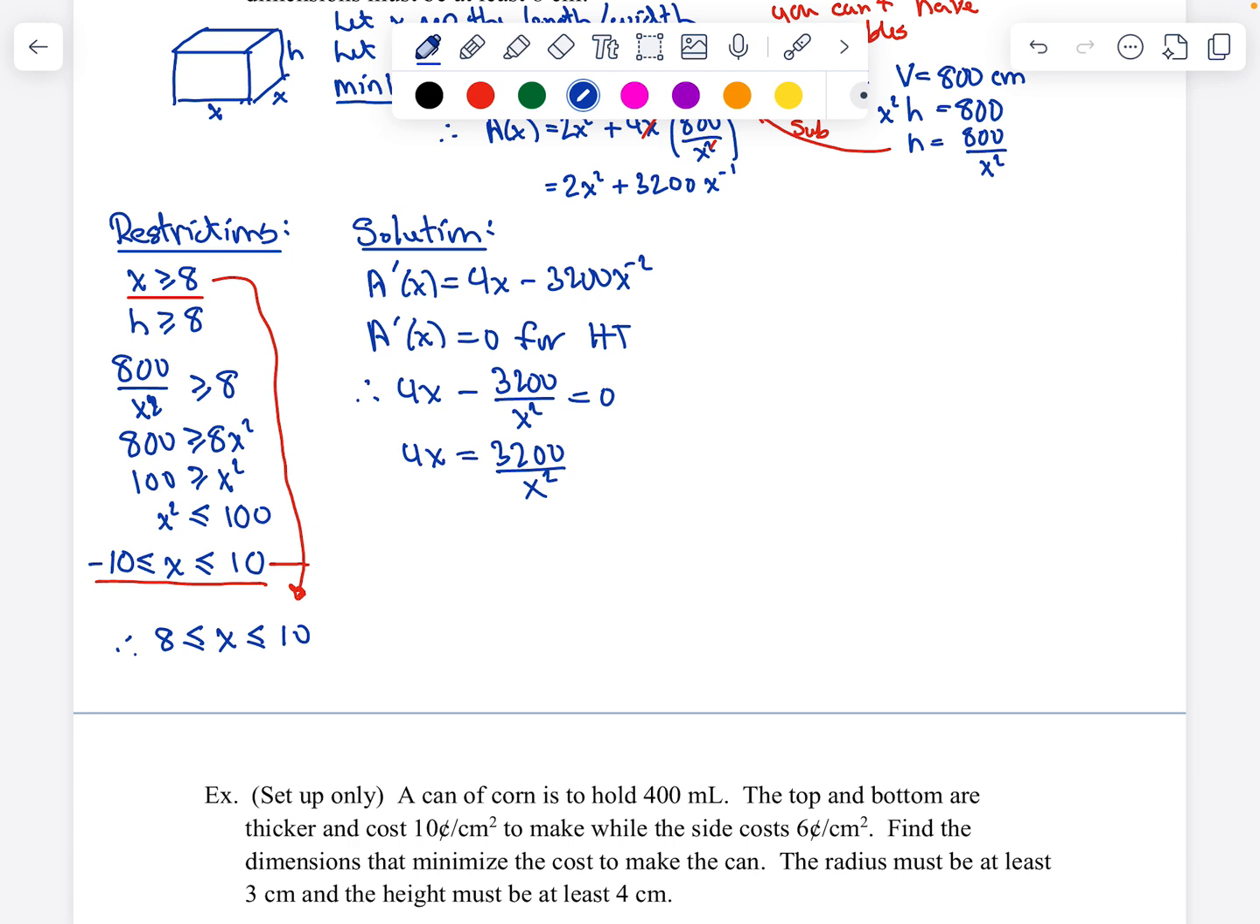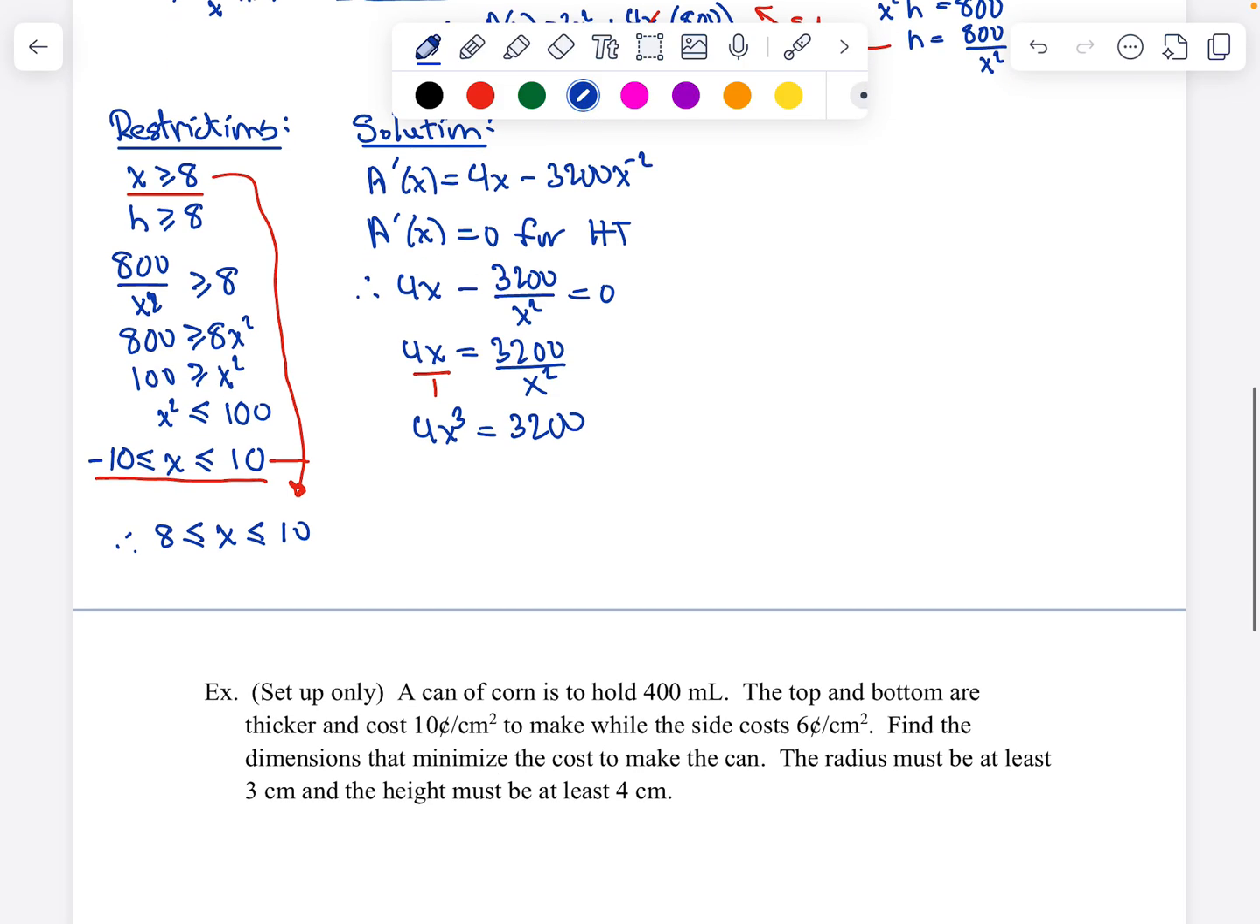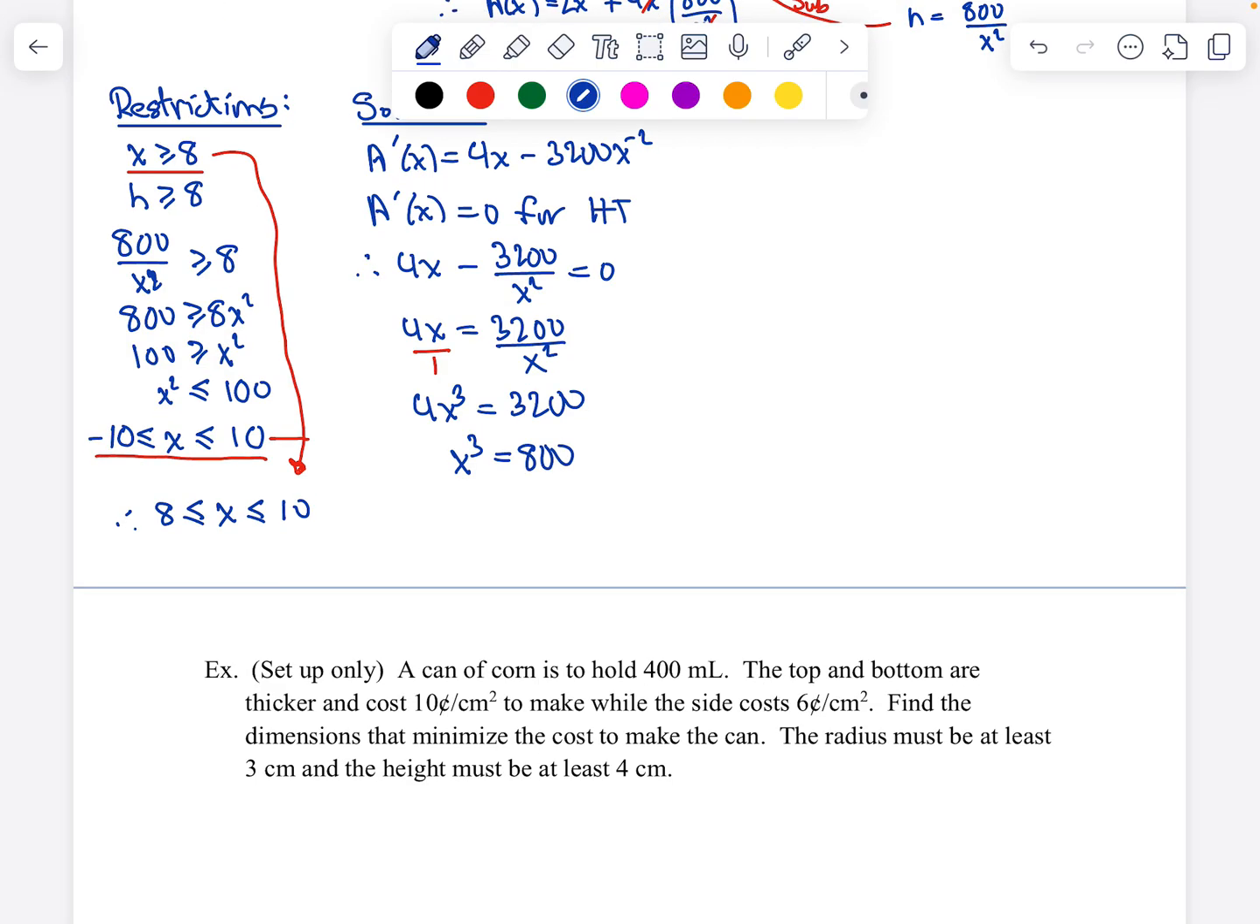And then we can just cross multiply our equation as we've done with many fraction type equations before. So this here would give us 4x cubed equals 3200. We would have x cubed equals 800. And if we take the cube root of both sides, we would end up with x is approximately equal to 9.28. If we check our restriction, we see that this value does fit within our restriction.